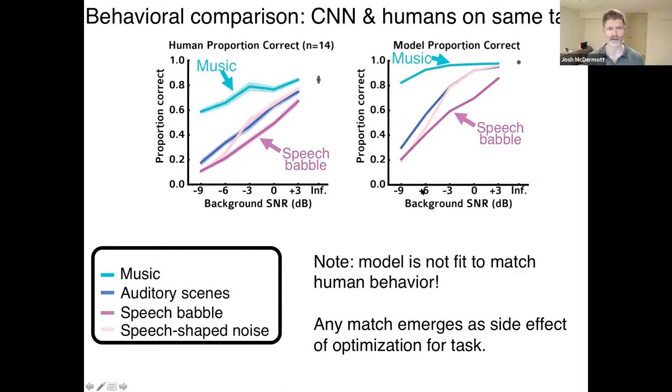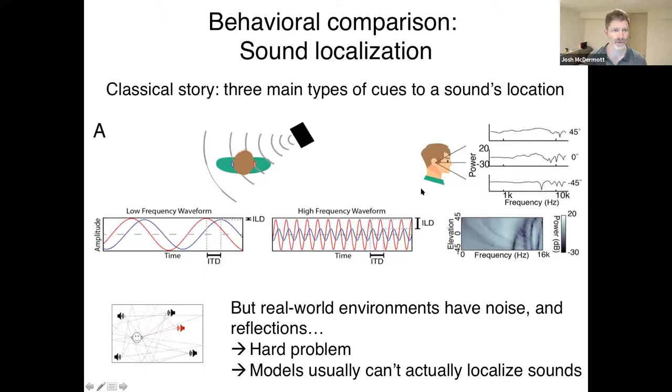One that we're pretty excited about at the moment is sound localization. So I think everyone in this audience knows the classical story that there are three main types of cues to a sound's location. There are level differences and time differences between the two ears, as well as spectral cues that vary with the elevation of a sound. Okay, so this is in all the textbooks, we all teach this in our classes. But in actual real world environments, there's always noise, there are reflections that come from the wrong directions. And so localization is a pretty hard problem. And so the models of sound localization that we typically work with usually can't actually localize sounds in real world environments. It's kind of a hard engineering problem.